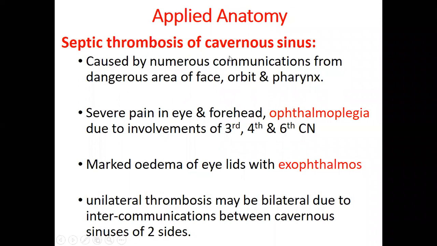And if there is thrombosis of the cavernous sinus, there will be severe pain in the eye and forehead along the distribution of the ophthalmic nerve. There is ophthalmoplegia due to involvement of the third, fourth, and sixth cranial nerves. There is also marked edema of the eye because of stagnation of blood in the superior ophthalmic vein, and that leads to exophthalmos.